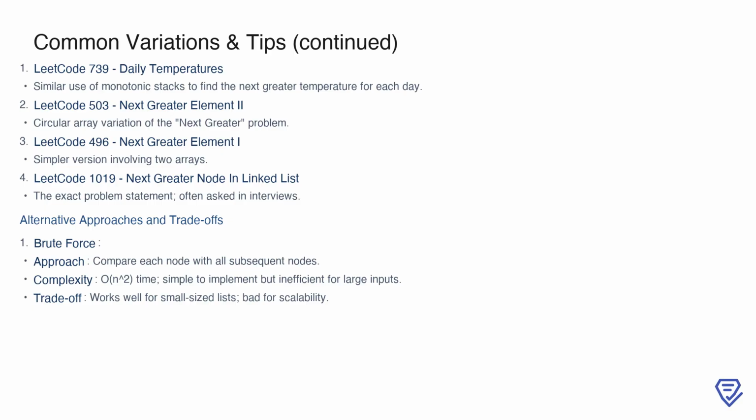When considering alternative approaches, the brute force method involves comparing each node with all subsequent nodes. While this is straightforward to implement, it has an O(n²) complexity, making it impractical for large inputs. However, it can work well for small-sized lists where scalability is less of a concern.